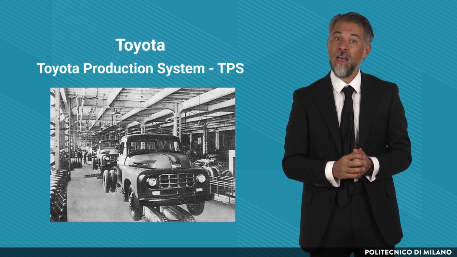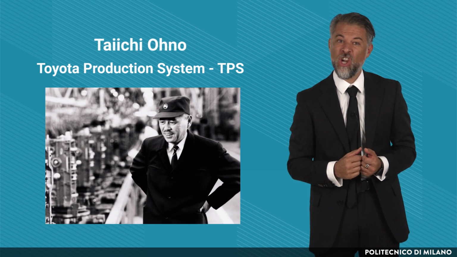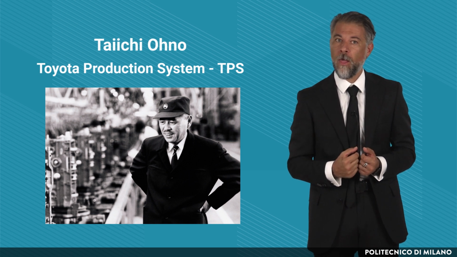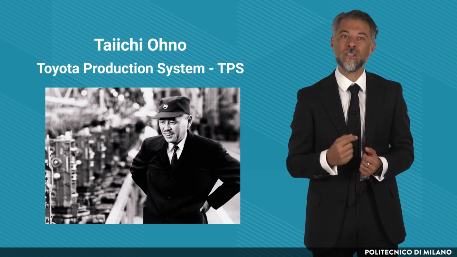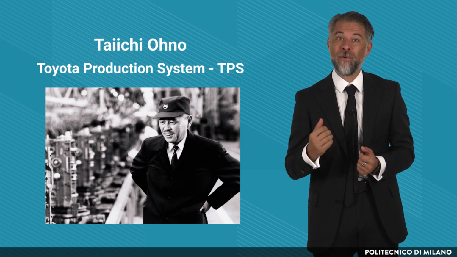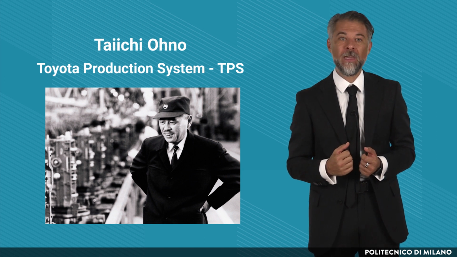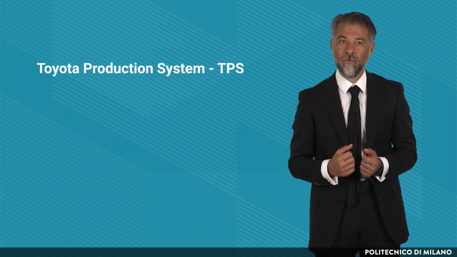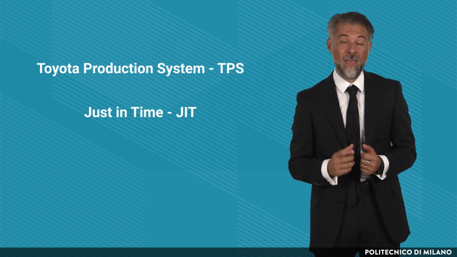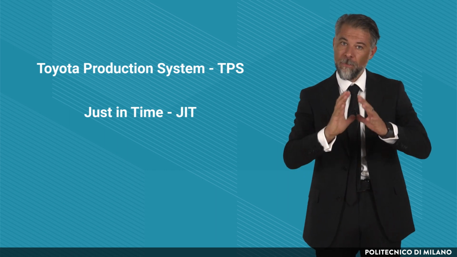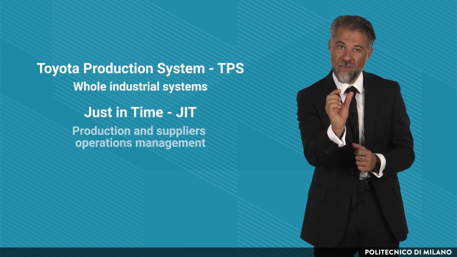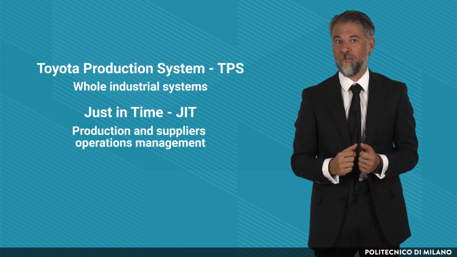Back in Japan, he summoned the plant manager Taiichi Ono and put him in charge of a production system improvement program with the goal of matching Ford's productivity. Ono and his team exceeded the president's expectations, developing the TPS. TPS and JIT are, de facto, synonyms, even though, technically speaking, TPS embraces the whole industrial system, while JIT focuses on production and suppliers' operations management.